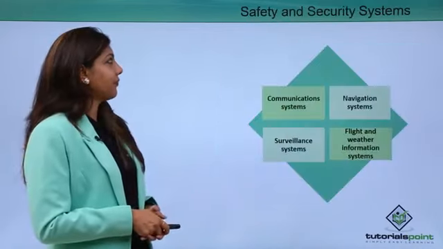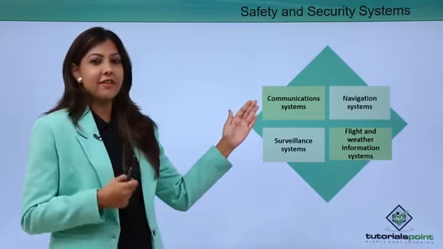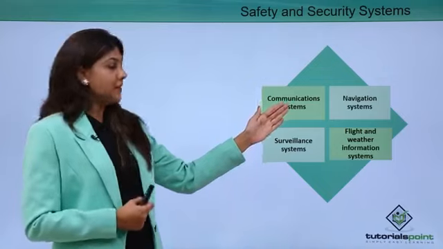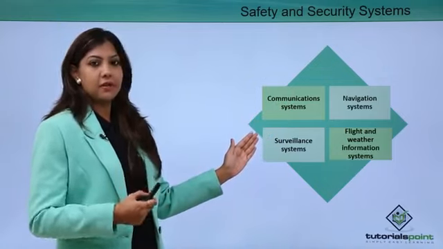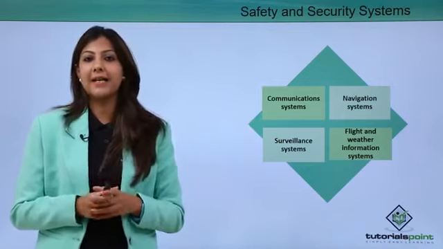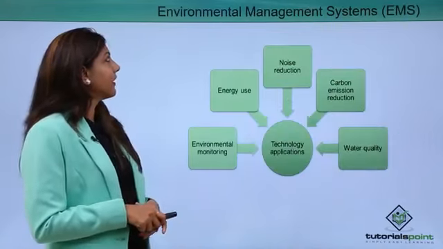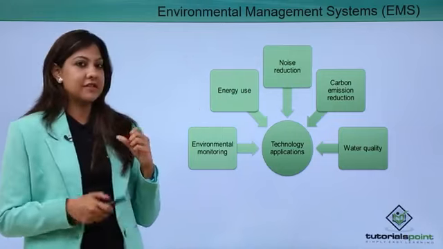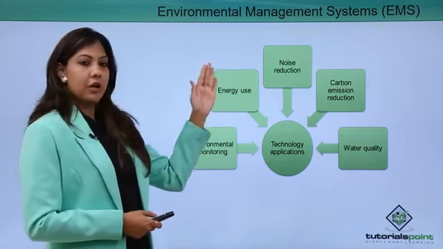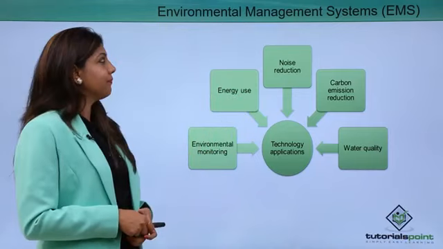Well, certain safety and security systems: you have the communication system, which is very important in the aviation industry, navigation systems which are used by the pilots, and surveillance systems used by the security staff. Flight and weather information systems are used very cohesively by the pilots and co-pilots with the help of the air traffic controller or the ATC. Environmental management system: you have certain technological applications, such as environmental monitoring, energy use, noise reduction, carbon emission reduction, as well as water quality.